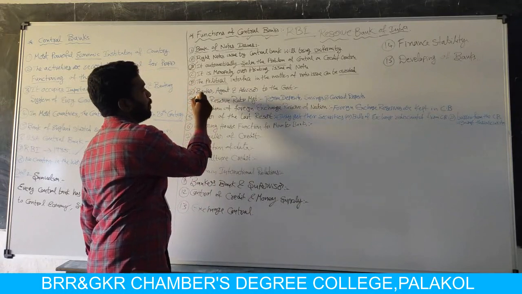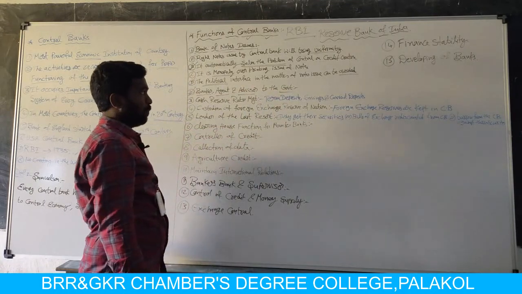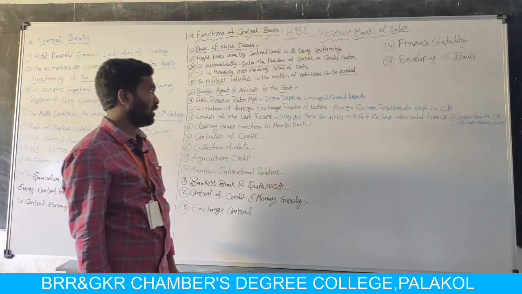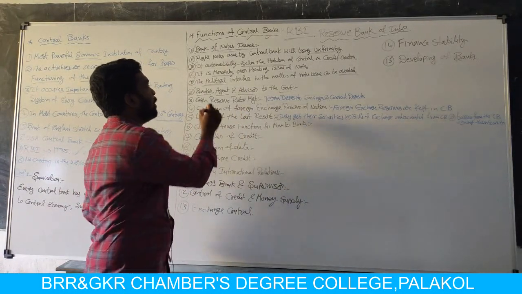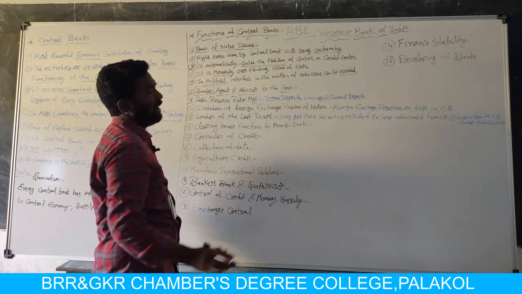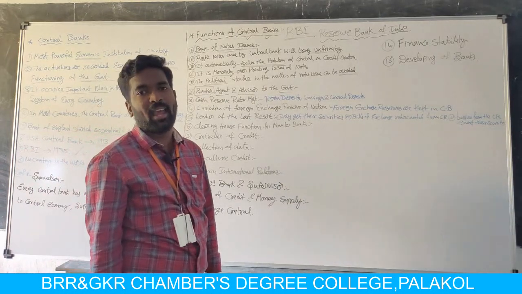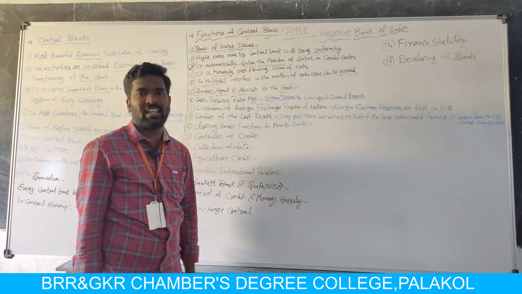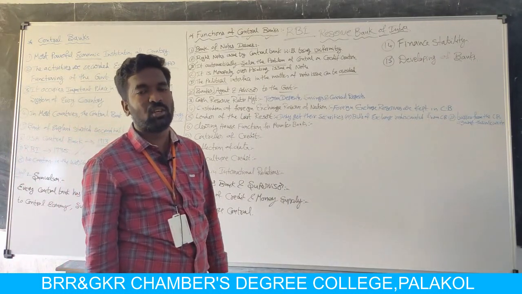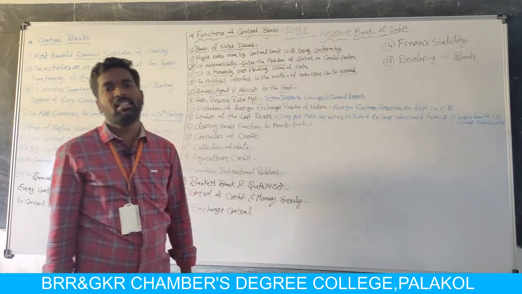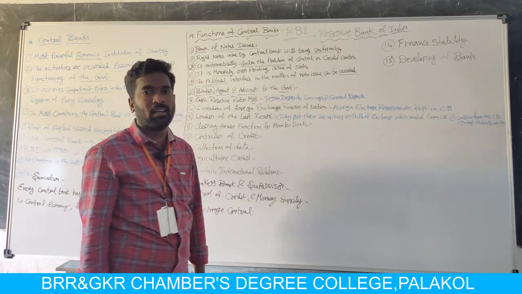Then the second one: banker, agent, advisor to the government. The RBI acts as a banker. First, what is a banker? Yesterday we already discussed the bank. What is a bank? A bank is a financial institution, accepting deposits from the savings of people and advancing loans to those who need them.